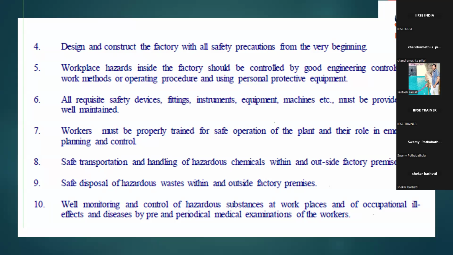Then safe transportation, we are done, and safe disposal of hazardous waste within and also outside the factory premises. What is meant by within? Safe disposal.